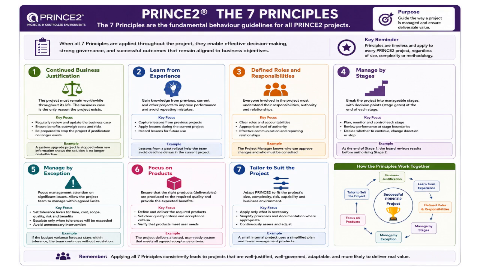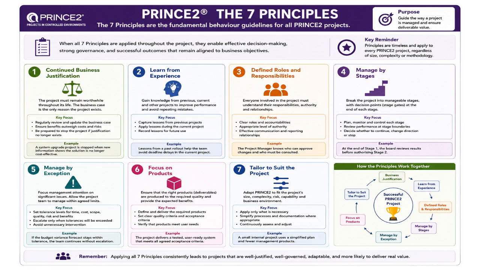The third principle is define roles and responsibilities. PRINCE2 places strong emphasis on governance clarity. Everyone involved in the project must understand their responsibilities, authority levels, reporting lines, and decision-making responsibilities. Clear accountability reduces confusion, improves communication, and supports effective governance.